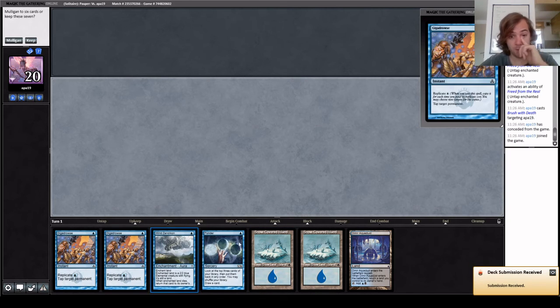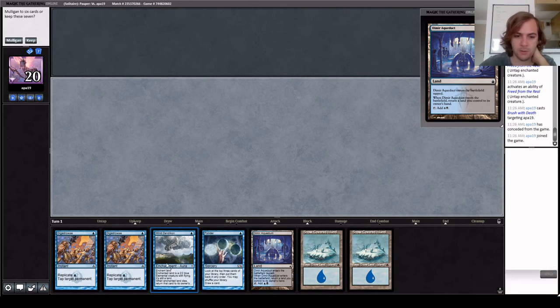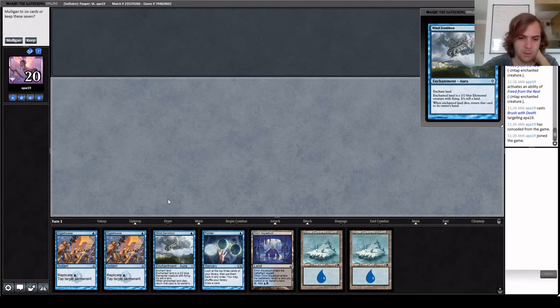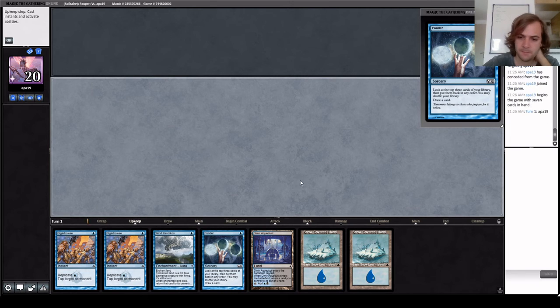Let's go again. Here we have two combo pieces. We have the aqueduct and the wind syndicate. We have a lot of dead cards here, so if I keep this, I'm going to ponder or brainstorm basically.